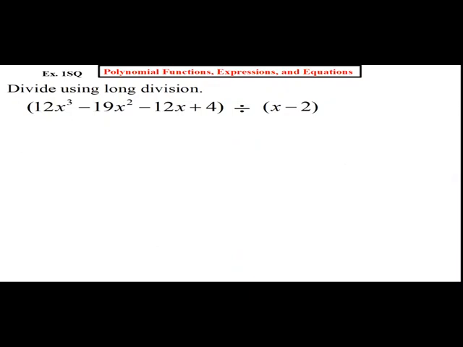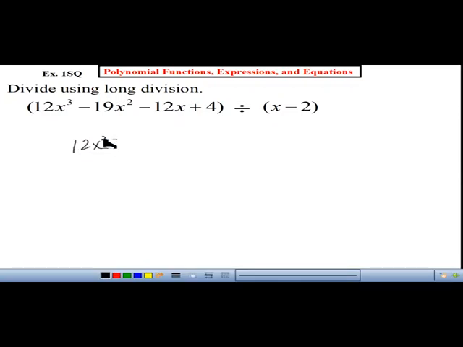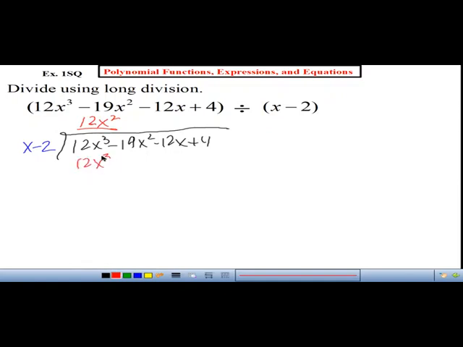Okay, let's see how we did. So, 12x cubed minus 19x squared minus 12x plus 4 divided by x minus 2. And then we start. What times x gives us 12x cubed? 12x squared. So that gives us 12x cubed. And 12x squared times negative 2, that's negative 24x squared. We subtract. And what does that mean? That this changes those to their opposite. So this cancels. We're left with 5x squared.